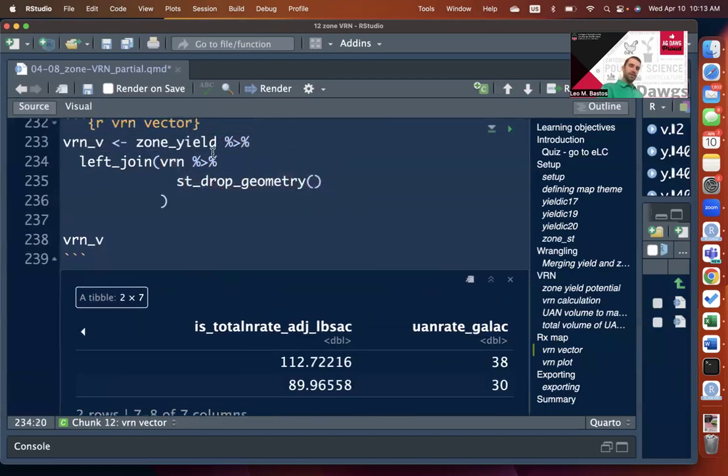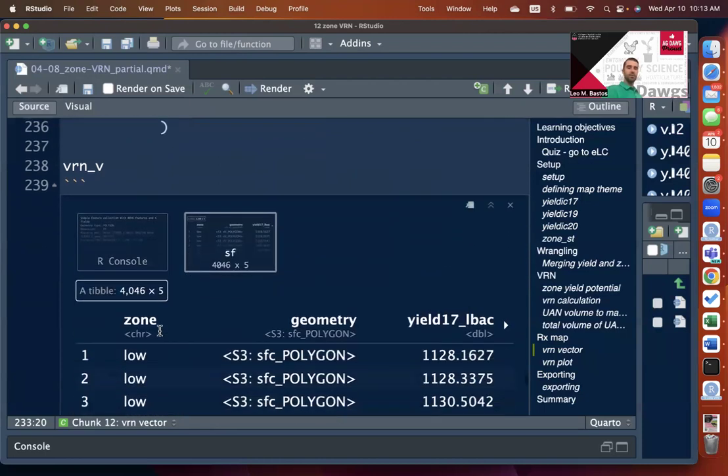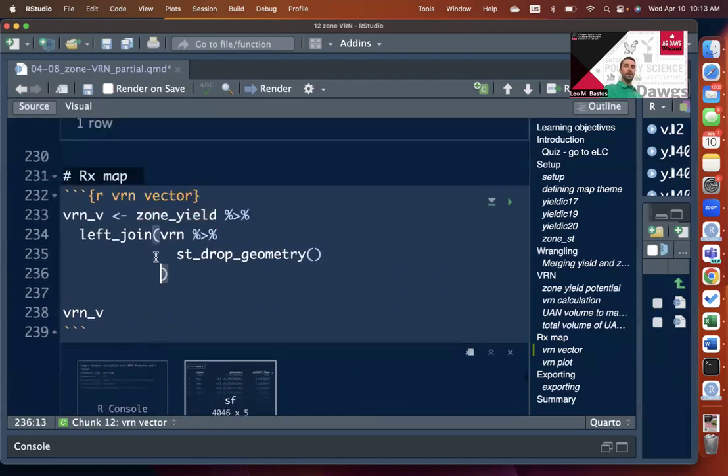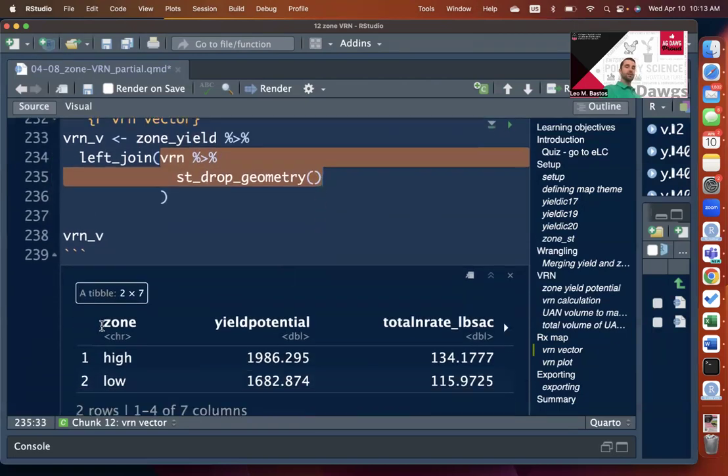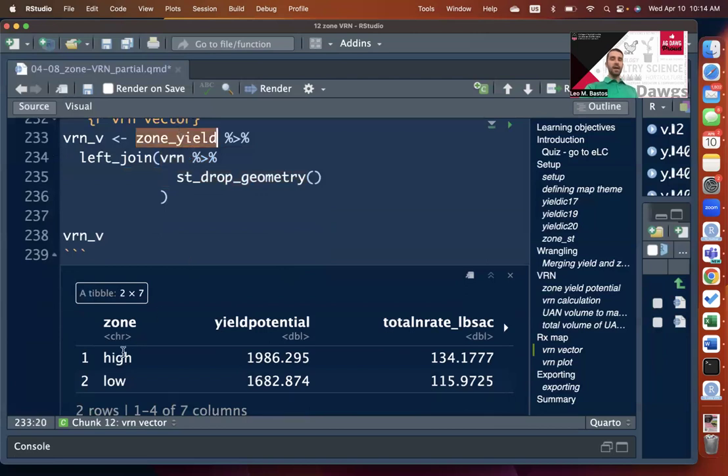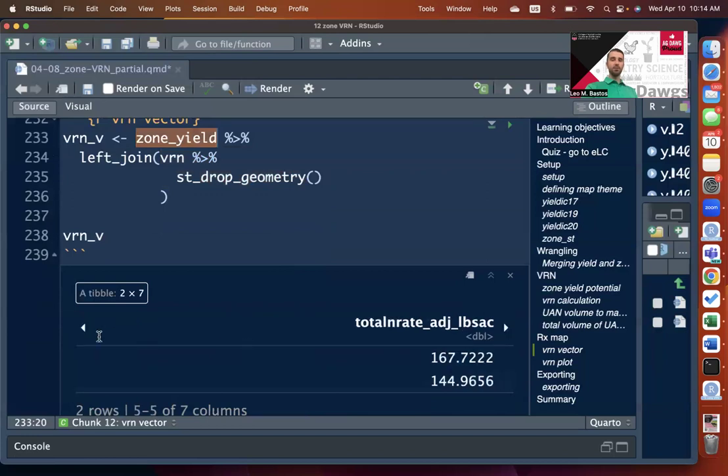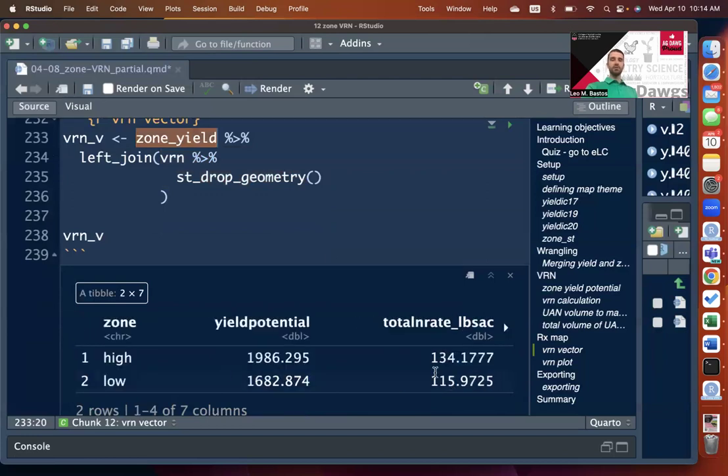So if we do this left join, what's going to happen is it's going to look into zone yield, and it's going to find that zone yield has a column called zone that has the values low and high. It's going to look into VRN st_drop_geometry. It's going to see that it also has a column called zone with the values low, high and low. And it's just going to basically repeat all of these other values on VRN into the zone yield. So every time zone yield has zone equals high, it's going to repeat these values for these columns. And when it's zone low, it's going to repeat the zone low values.